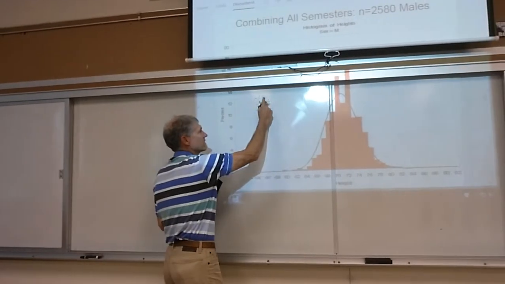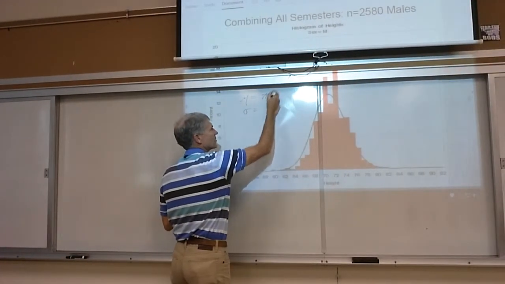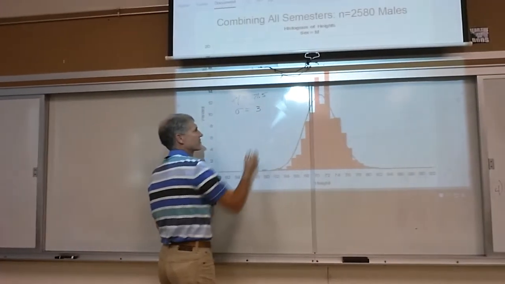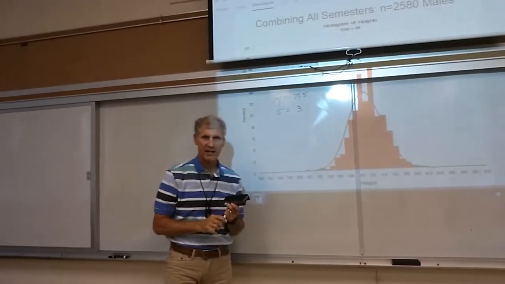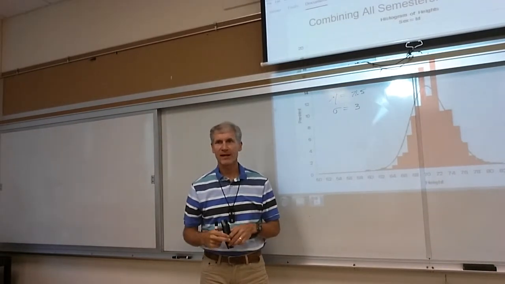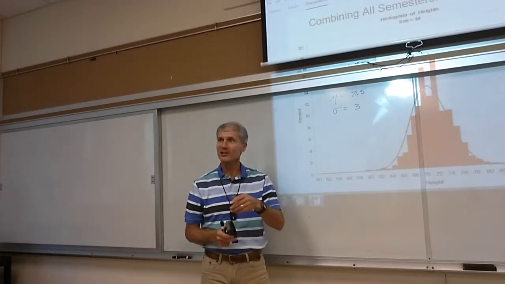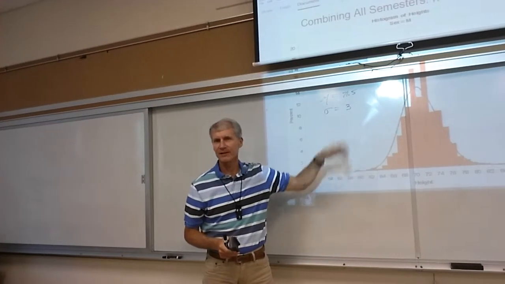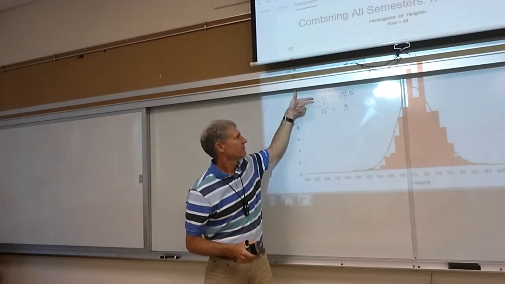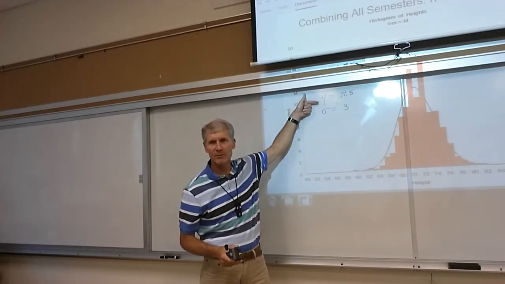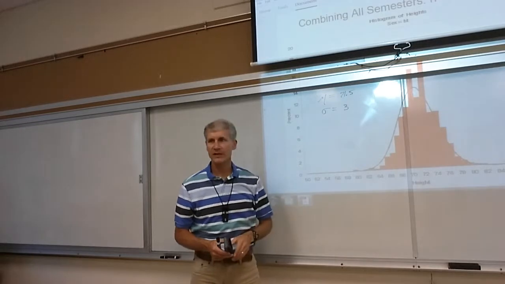So the mean of this was about 71.5. The standard deviation was about 3. Where did I get those numbers? I ran them in Excel. It was 180 some males, I think. So this is just given to us: mean of 71.5, standard deviation of 3.